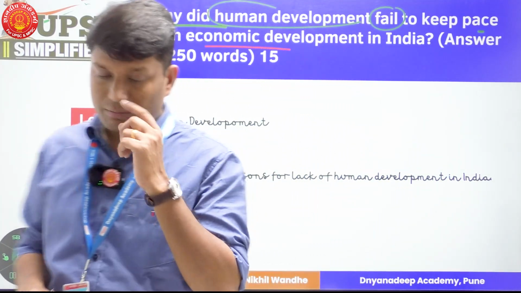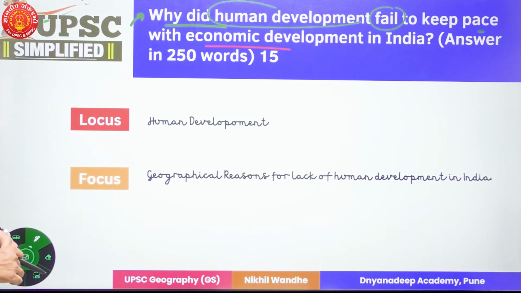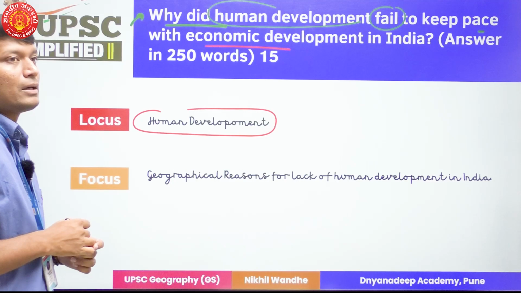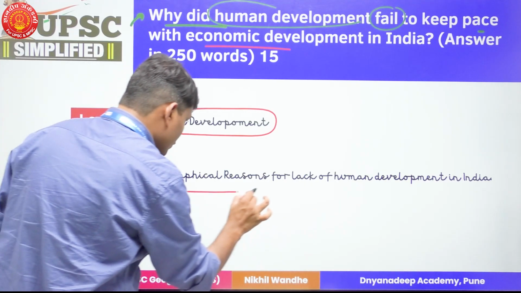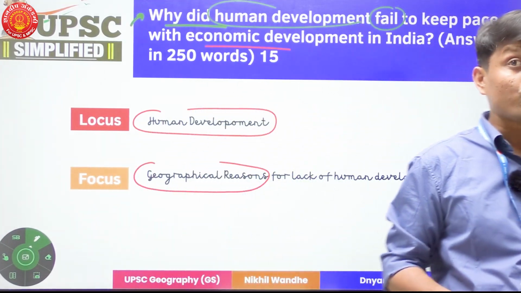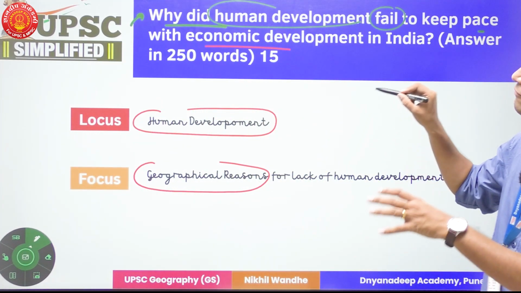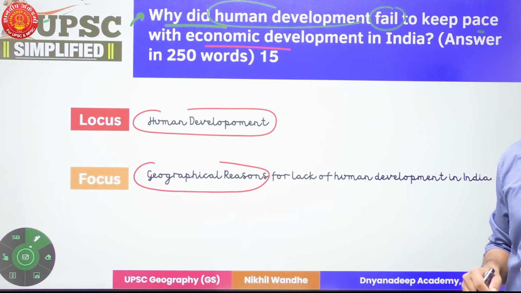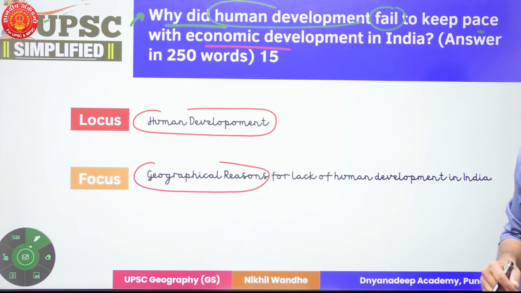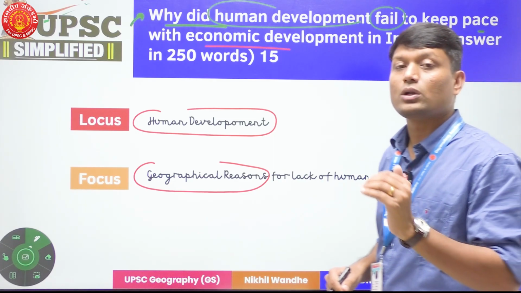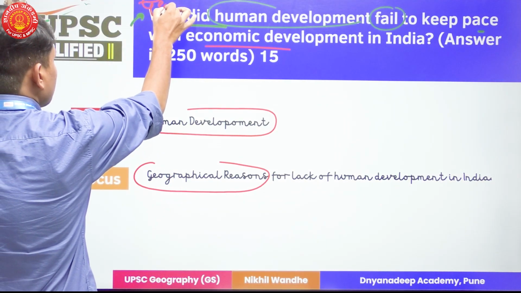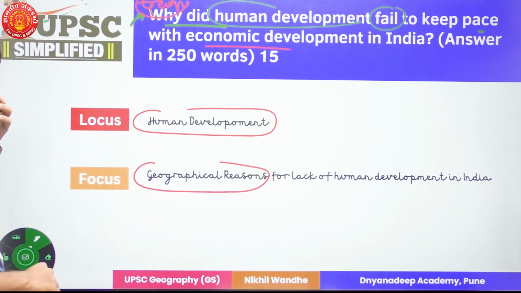Now, we'll move on to the locus and focus of this particular question. The locus of this question is human development. Look at the focus of this question. There is some hidden part which has been asked in the question which is not so visible. Most of the candidates failed to identify what exactly they were supposed to address, or from which subject this particular question was asked. Now, this subject was asked from a geographical perspective, right?